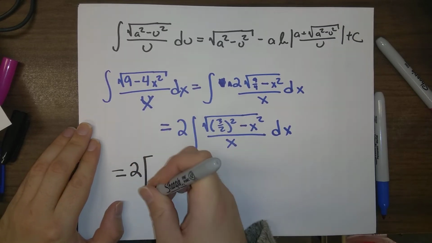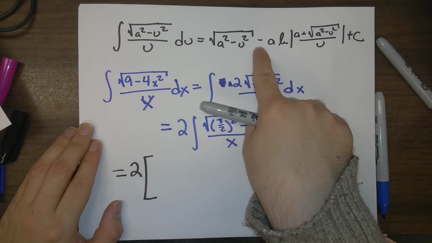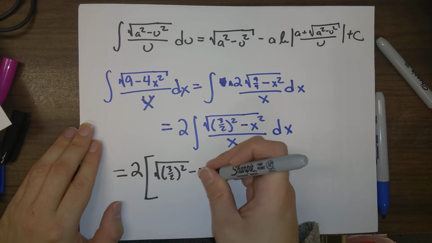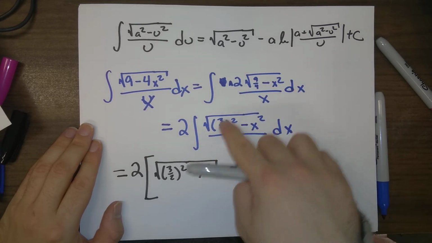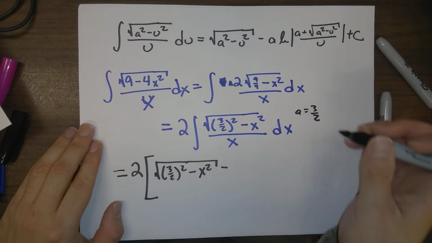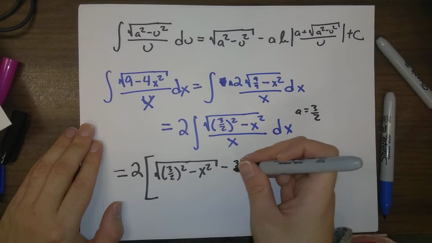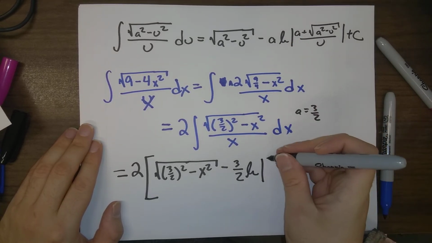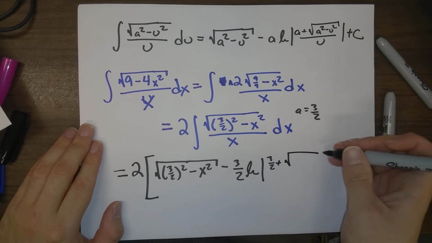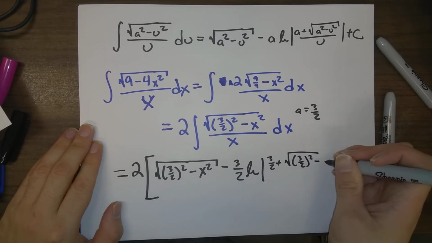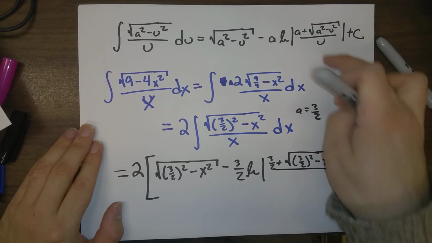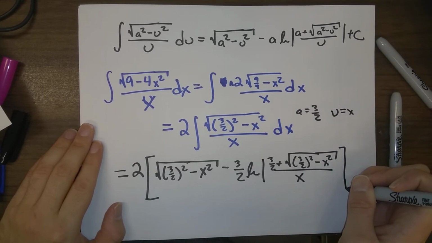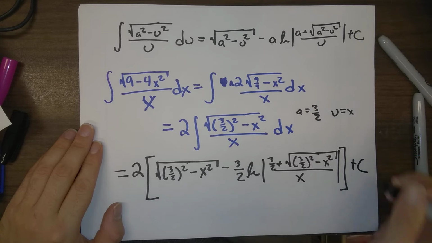It's going to be 2 times the square root of a squared minus u squared minus a. A is 3/2, so minus 3/2 times the natural log of 3/2 plus the square root of 3/2 squared minus x squared, all of that divided by u. U is x here. So there is our answer.